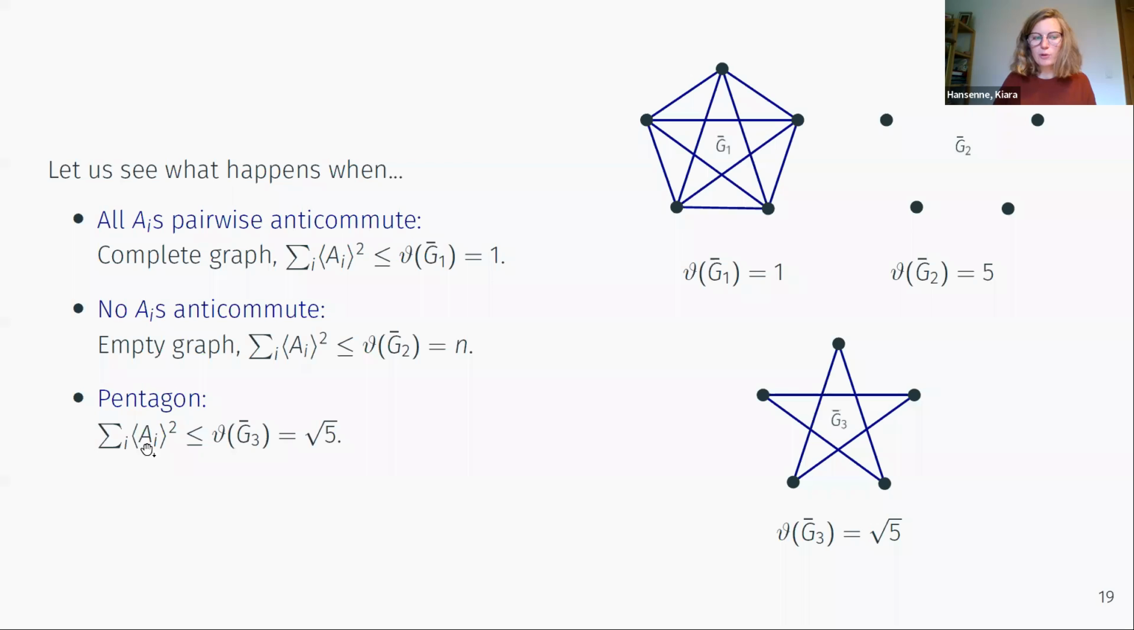And then another example: if you have observables whose anti-commuting relations look like a pentagon, then the Lovász number is square root of 5, and then the sum is upper bounded by square root of 5.